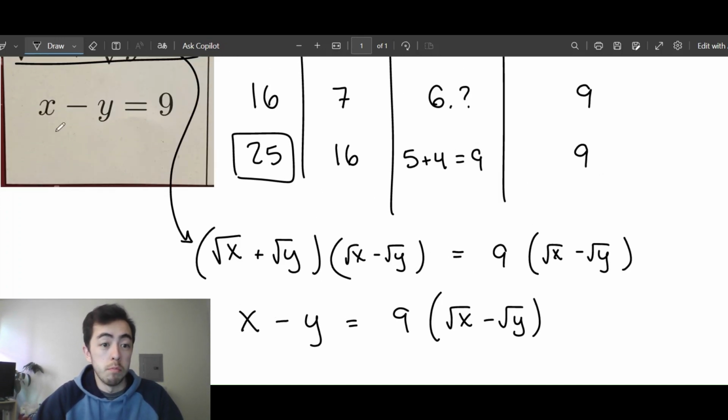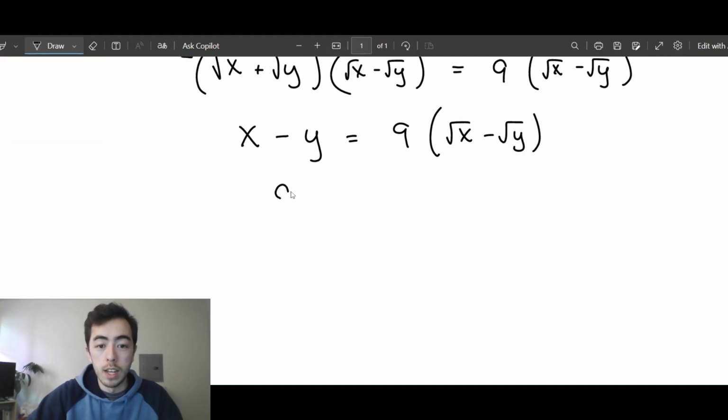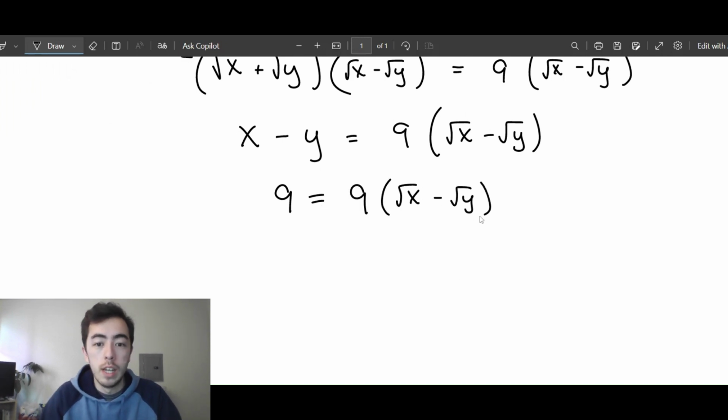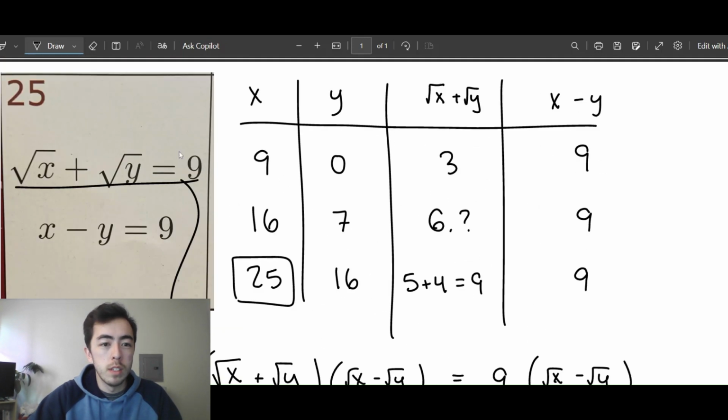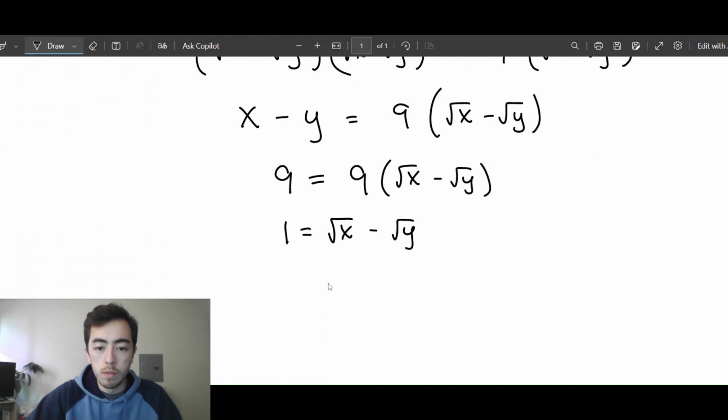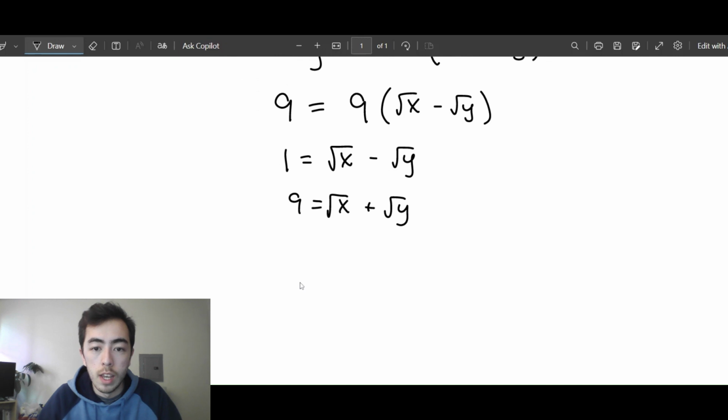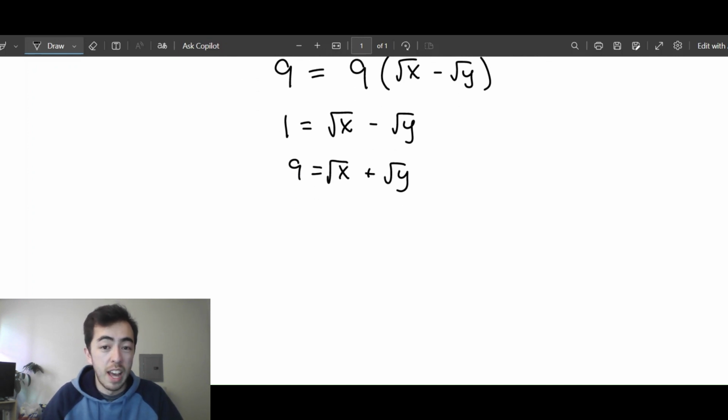And then from this, maybe I could sub in x minus y. I know that's equal to 9. So I have 9 equals 9 times root x minus root y. If I divide both sides by 9, I'm left with 1 is equal to root x minus root y. And maybe this lines me up nicely to do a little system of equations with that top one again, where I could just rewrite root x plus root y equals 9. And maybe I could add both equations together.